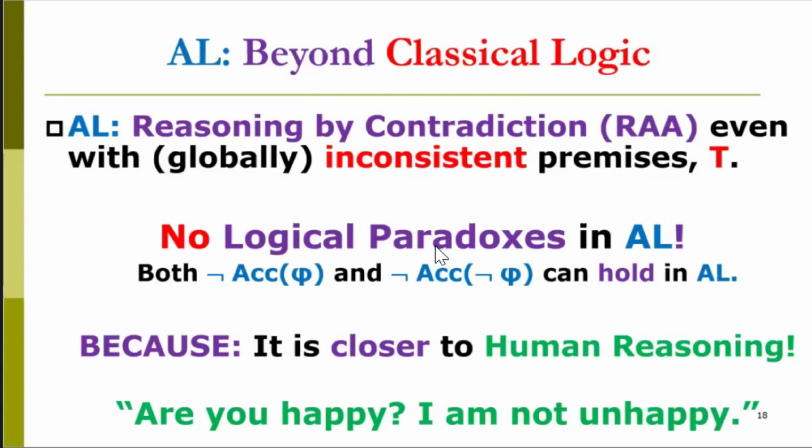Here's a nice thing. I ask you, are you happy? Have you ever answered, well, I'm not unhappy? It's happened to me. I asked somebody and he told me this, and I already left. And this is a paradox in formal logic. Because you cannot be happy, because if you were happy, you would have answered yes. And you're not unhappy because you say, no, I'm not unhappy.